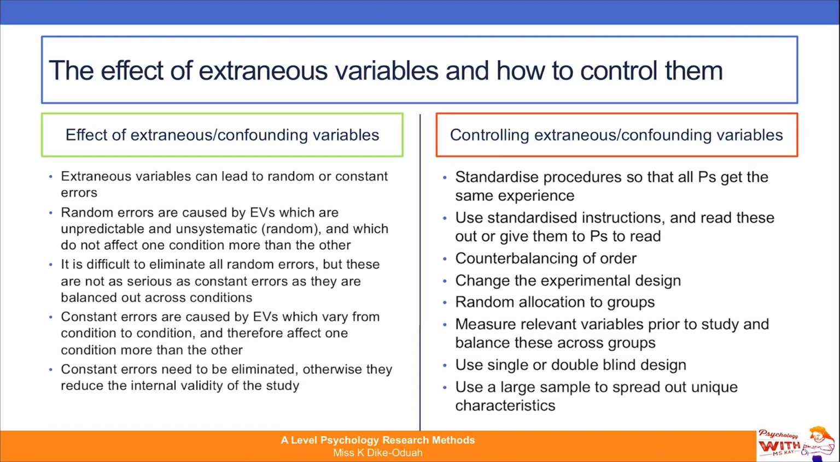And then finally, you can use a larger sample to spread out the unique characteristics that may be found in participants. So please make sure that you note these down, because I've seen some really cheeky exam questions from AQA where they present you with a scenario and they ask you to provide a solution for controlling this extraneous variable. And you've got a range of solutions here that you can draw upon.